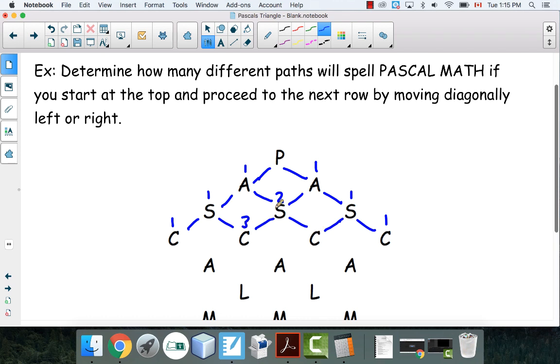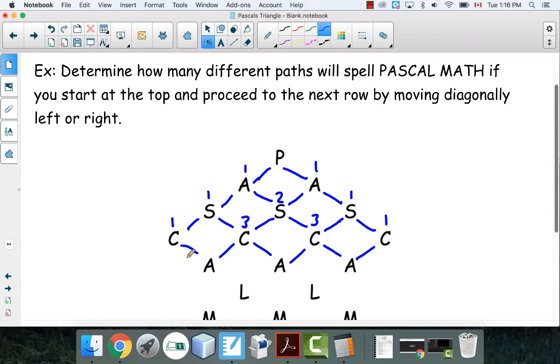This C right here, I have 2 coming out of the one on the left, and 1 coming out of the one on the right. There are 3 different ways I can get to this C. Let's keep going. So it's very repetitive, the same process over and over and over again, and we'll figure out the answer at the end.